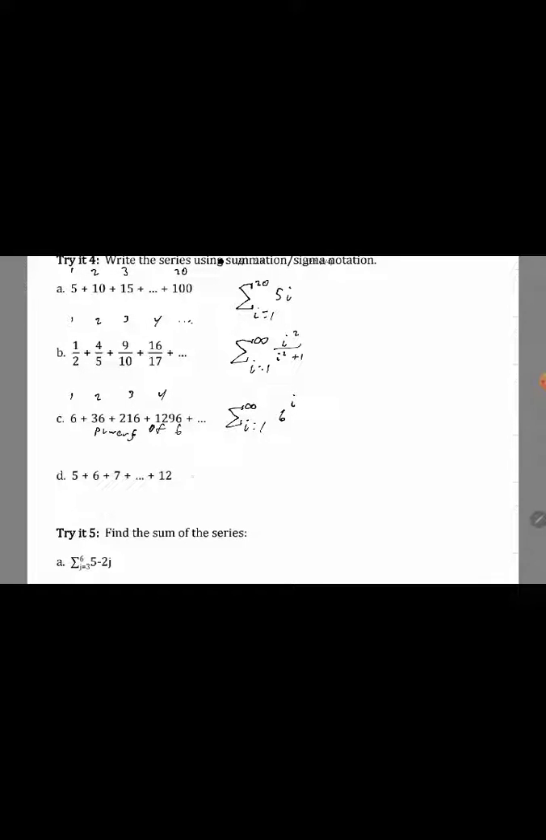Part D. So it looks like we're adding 1, adding 1, adding 1. Yep. So 5 plus 6 plus 7 plus 8 plus 9 plus 10 plus 11 plus 12. So i equals 1, so 1, 2, 3, and then 4, 5, 6, 7, and then this would be the 8th term.